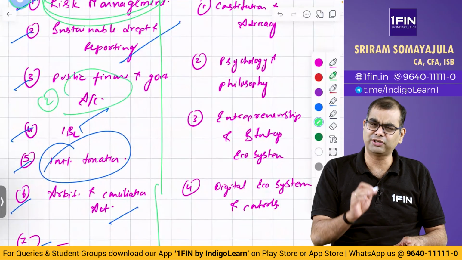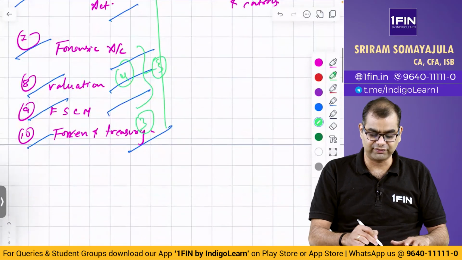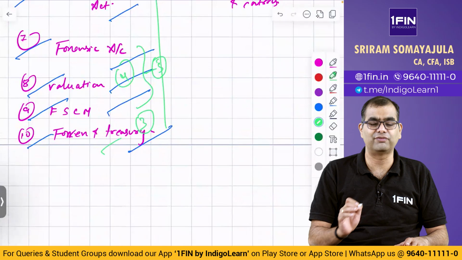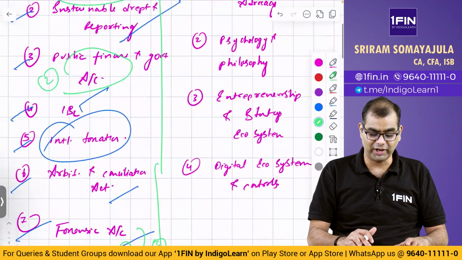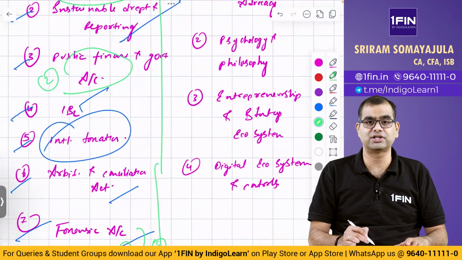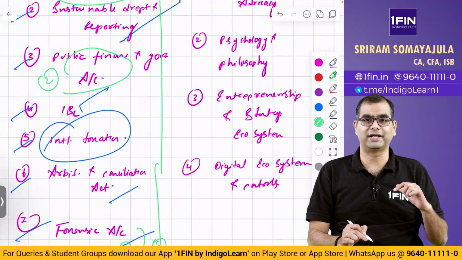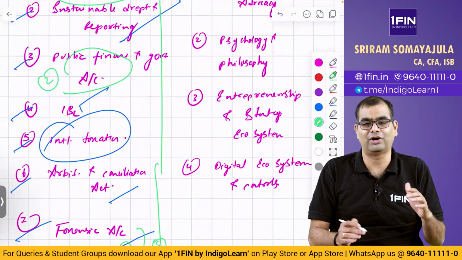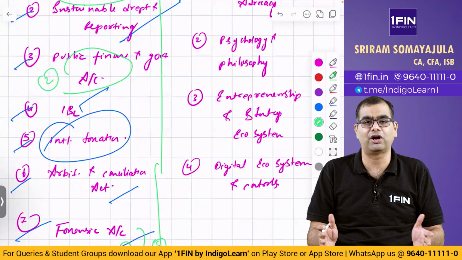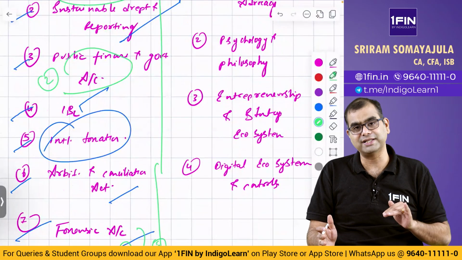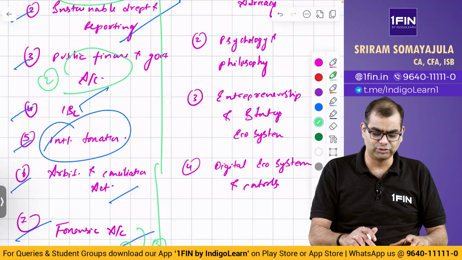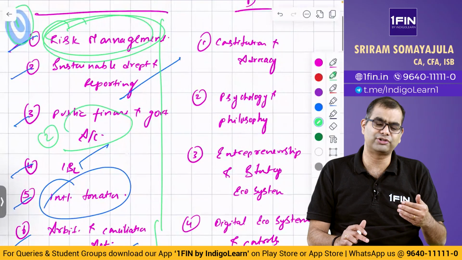Public finance and government accounting, okay. And then the order that I've given: forex and treasury, then valuation, then forex accounting and FSCM. Now, do I have a view on IBC, International Taxation, Arbitration Conciliation Act? I definitely do not have a view, because I am not really comfortable with this kind of law-related stuff, which is why this is my suggestion. If you think those are the ones that you like, please go ahead.